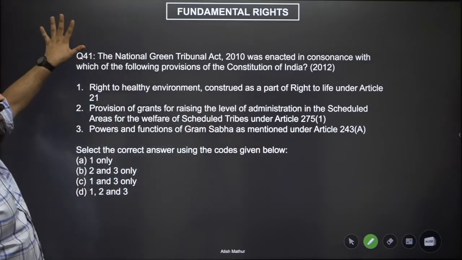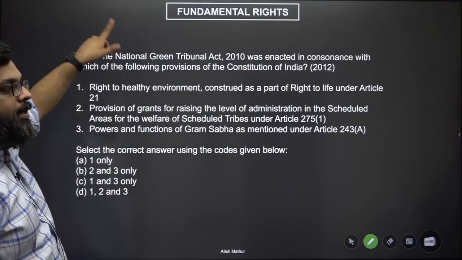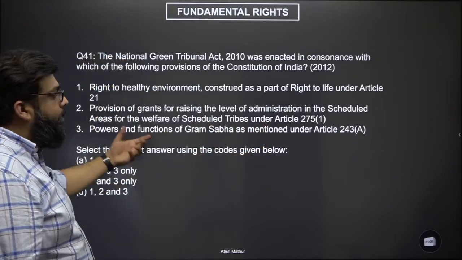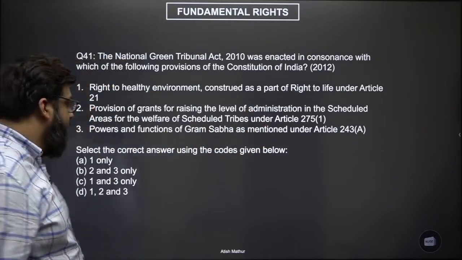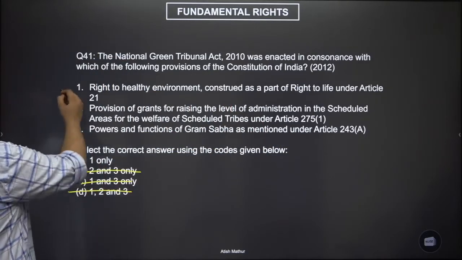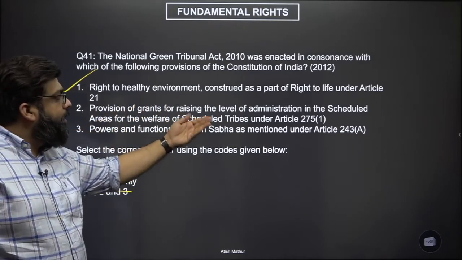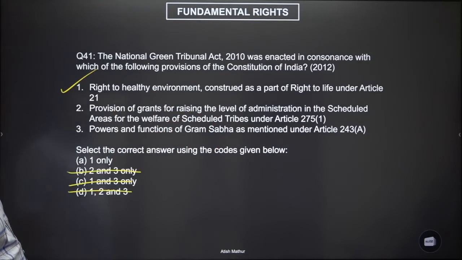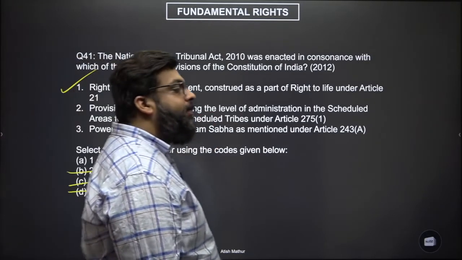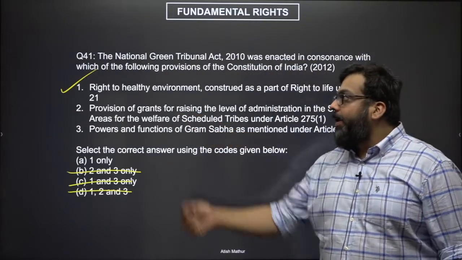So the National Green Tribunal, which is your national environmental agency, has nothing to do with the powers of the Gram Sabha, which are actually dependent on state will. So 3 is definitely wrong. Any option which has 3 gets eliminated. Your answer is 1. Similarly, provision for grants for raising the level of administration in the scheduled areas and welfare of scheduled tribes. Administration and welfare of scheduled tribes would mean doing things that aid in their development.